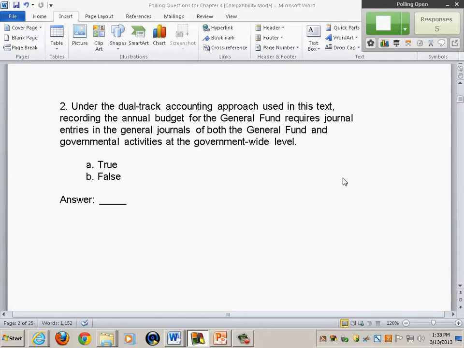All right, let's take a look at the next one. By the way, do people understand why it's false? Okay. So general fund budgetary information affects only the general fund. Does it affect anything at the government-wide level? No. And that's where it came in. Yes, it would be any governmental fund. All right.